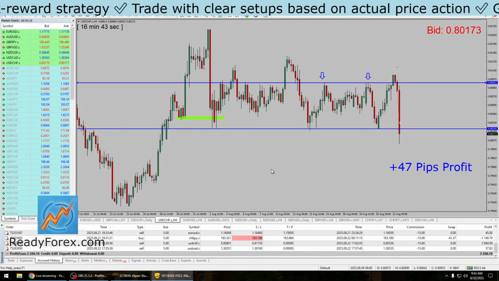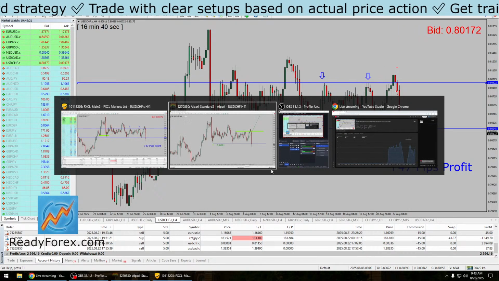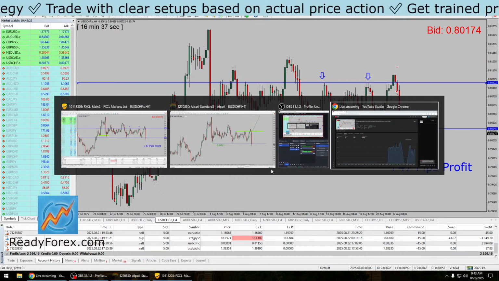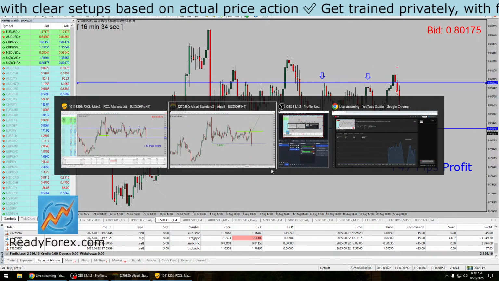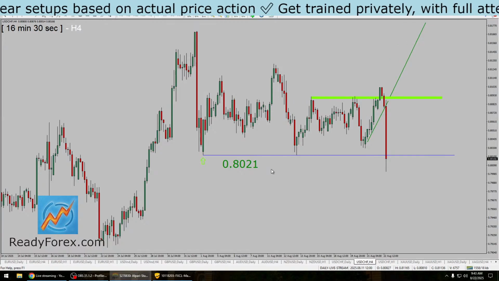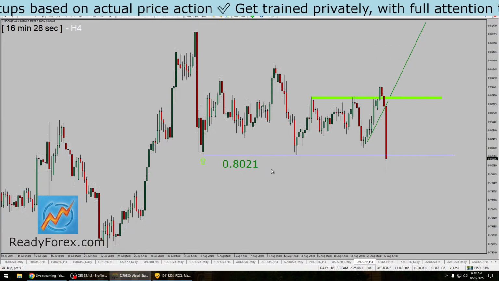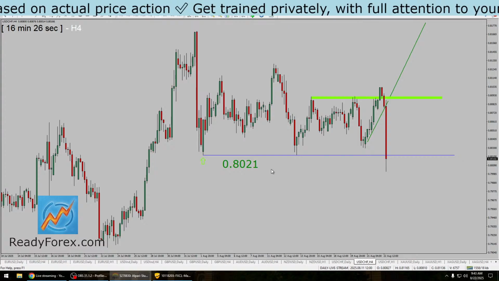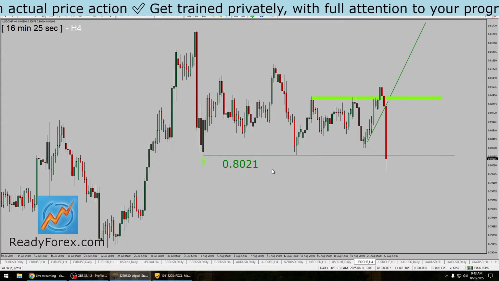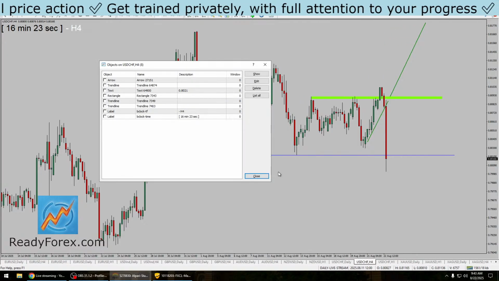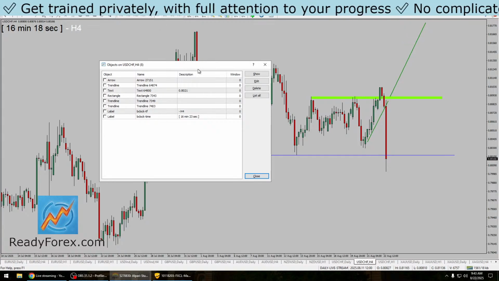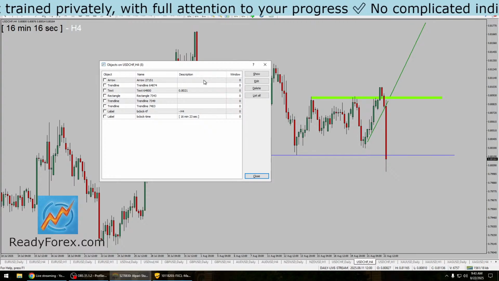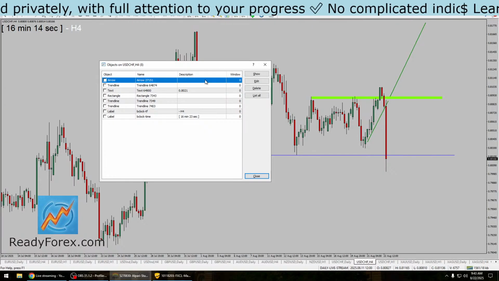Okay, so that is the reason I mentioned that it's not a good idea to look for a sell trade at the current market price in US dollar Swiss franc. If you want to sell it, you should have sold it earlier. Let me go over here and delete some of these trend lines.